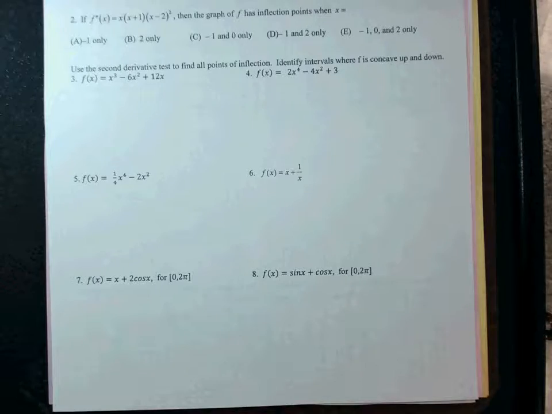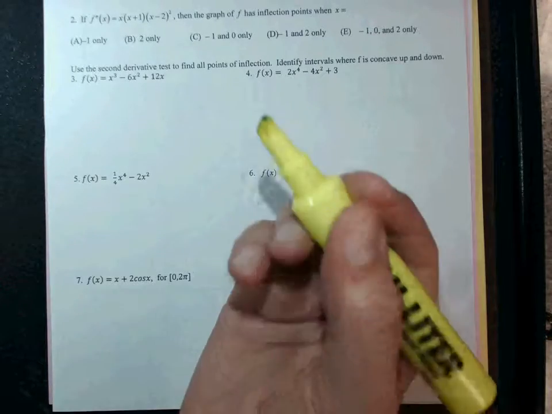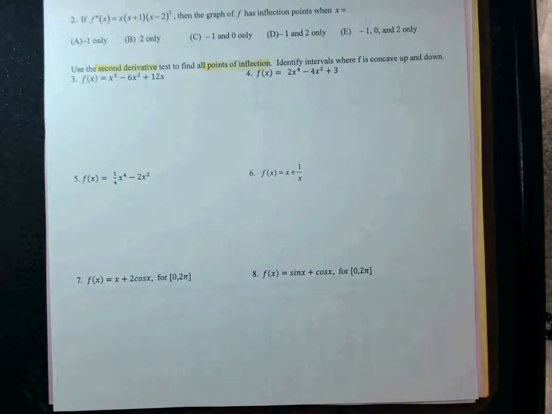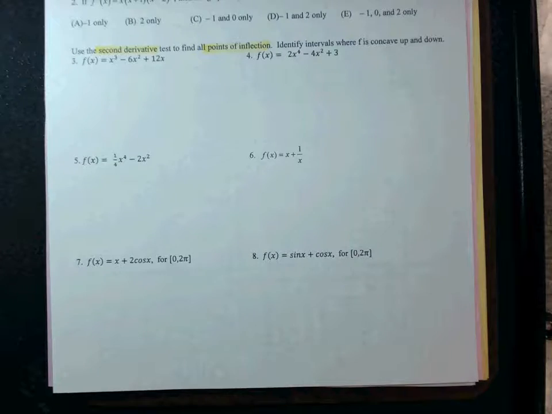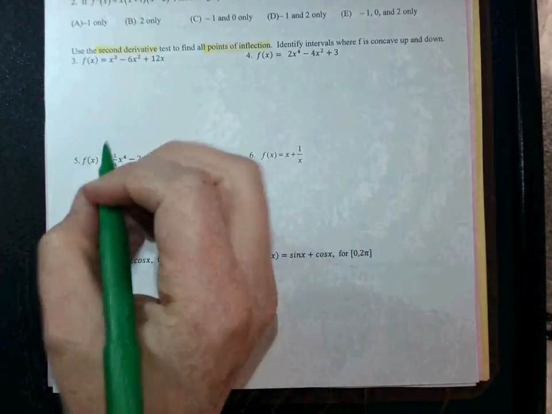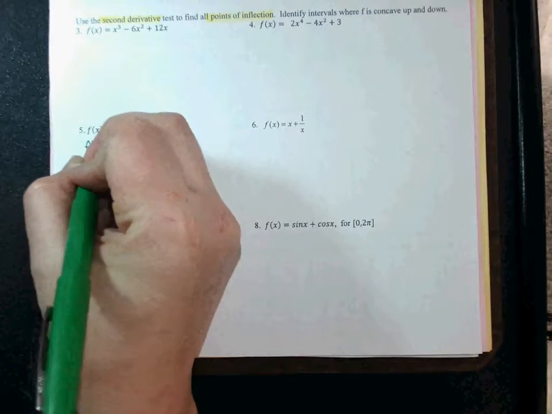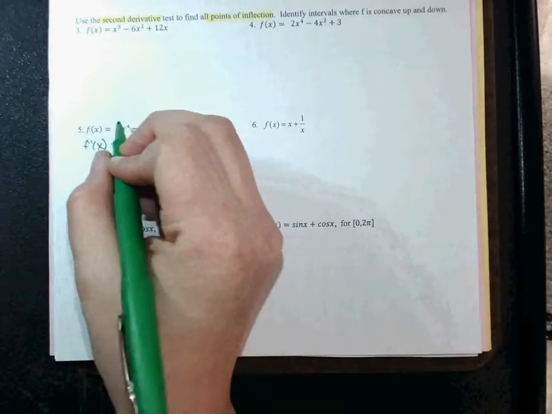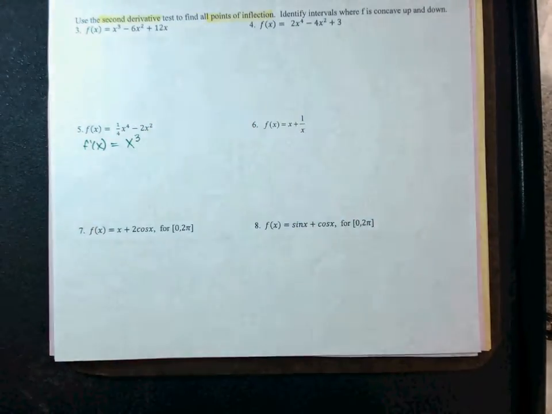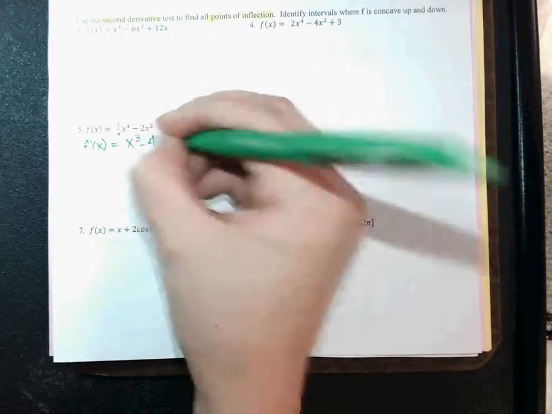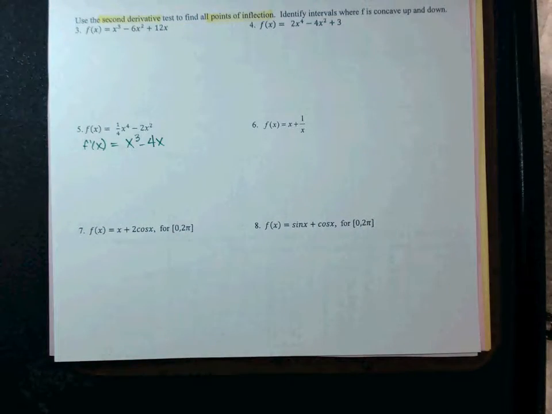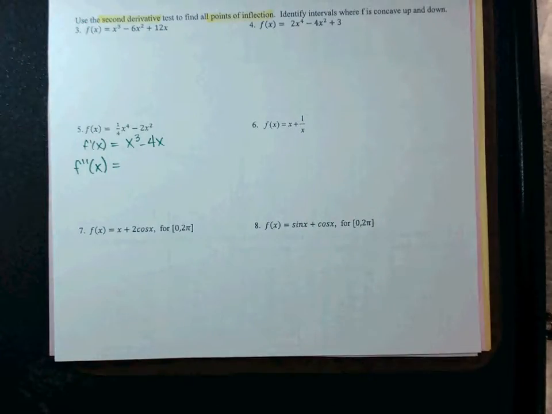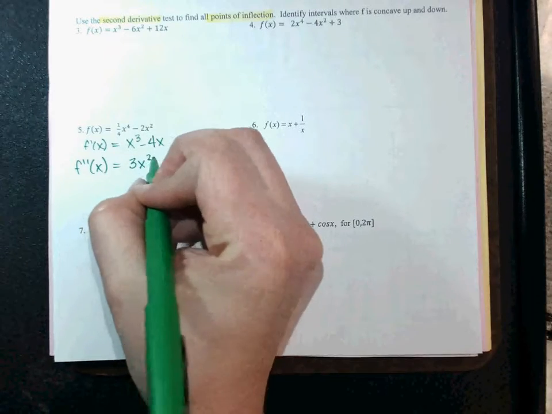What do the instructions say to do? Do second derivative test. Second derivative test, what are we finding? Points of inflection. Okay, so if I'm doing number 5, I need to take the derivative how many times? Twice. Okay, so I'm going to find f prime of x first. What is 4 times a fourth? 1x to the third minus 4x. Okay, we are now taking the derivative again, f double prime.